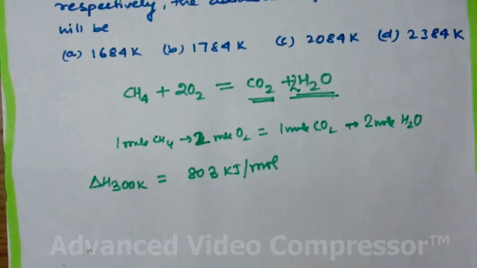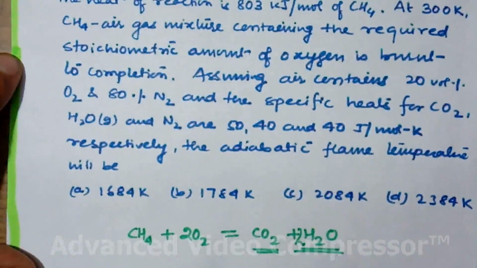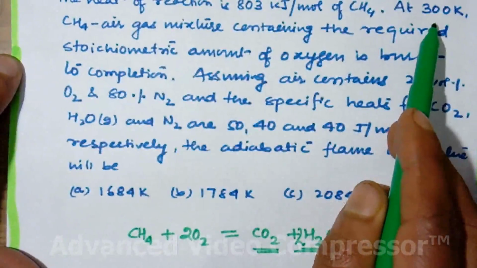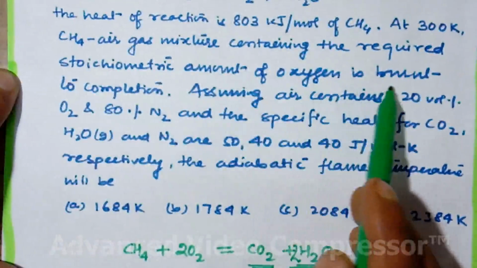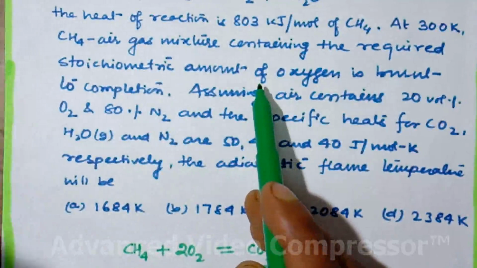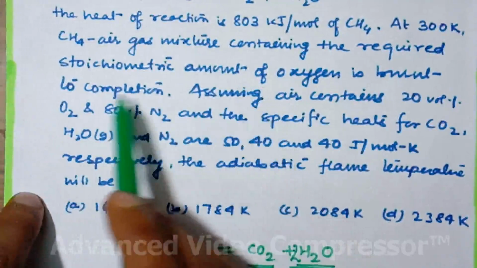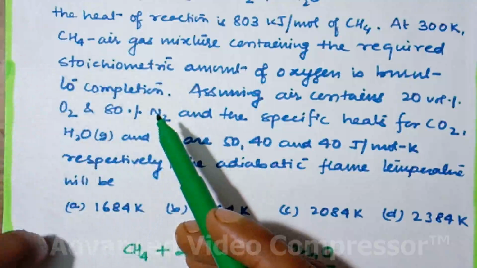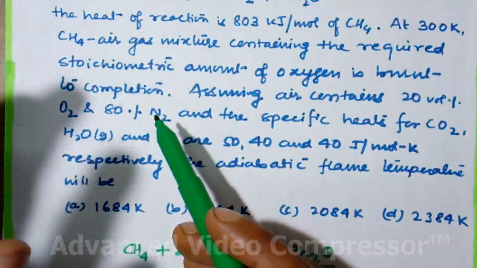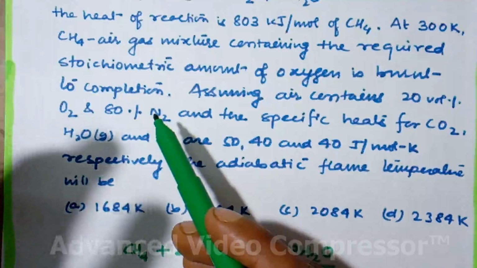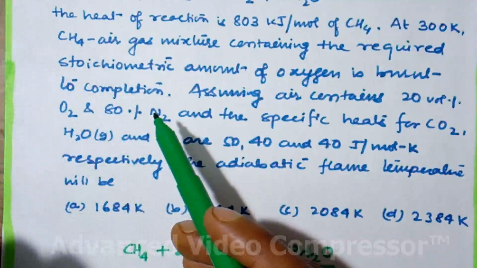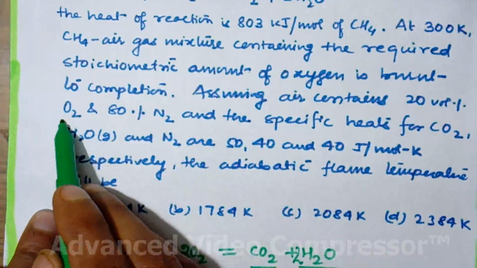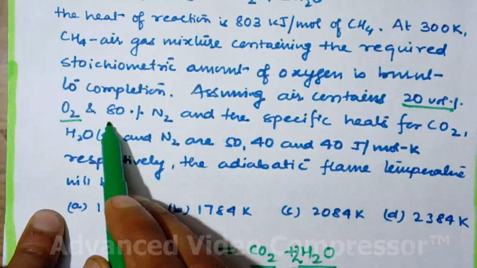Now here it is given in the question that at 300 Kelvin, the CH4 air gas mixture containing the required stoichiometric amount of oxygen is burned to completion. Stoichiometric amount of oxygen means only 2 moles of oxygen are burned for its completion. There is no excess oxygen supplied here. So for 2 moles of oxygen, we need to calculate the amount of air present, and from the air we need to calculate the number of moles of N2 which is also present, because air contains both O2 which is 20% and N2 which is 80%.